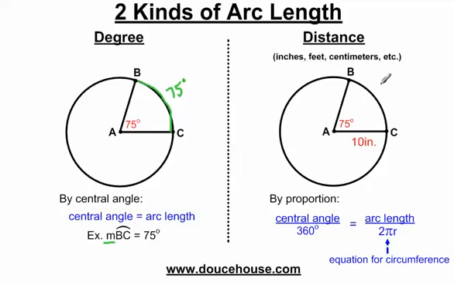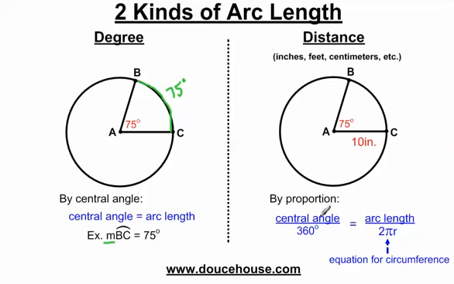And so the way to define the distance or the arc length from B to C in this case is you need to know a central angle and you need to know the radius of the circle. If you know both of these values, then you can set it up in a proportion, cross multiply, and you can find the arc length in this case. And so let me explain this proportion.